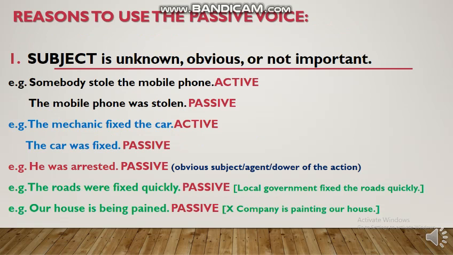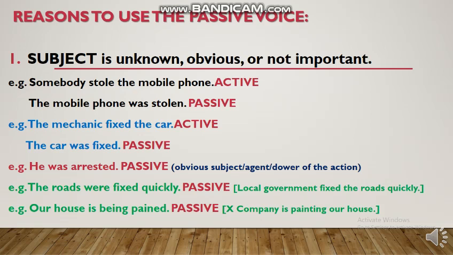Let's consider: the mechanic fixed the car. Of course, we know well that mechanics, what do they do? They fix cars. So it is obvious that the car was fixed by the mechanic. As well, we don't need to mention the doer of the action because it's obvious for us. Cars are fixed by the mechanics.